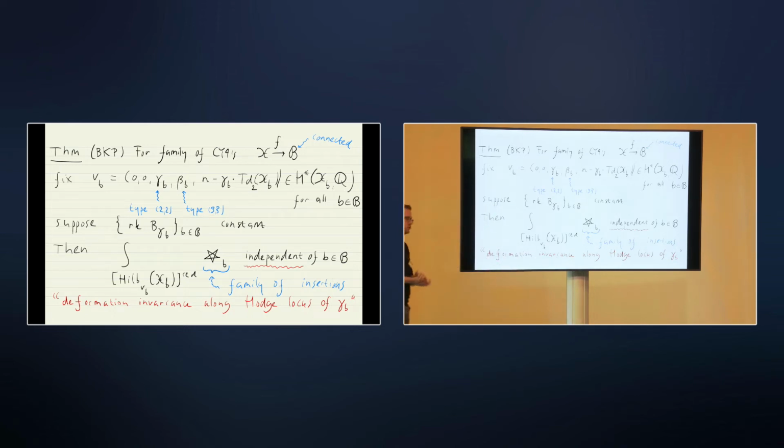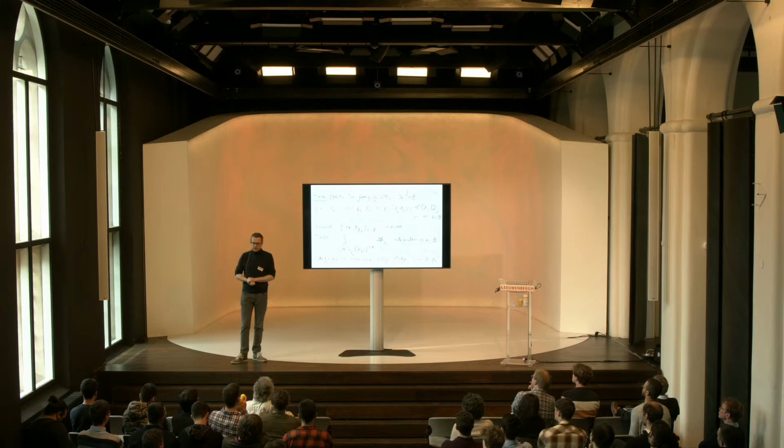So this is precisely the same as when you study curves on a K3 or general type surface. You use reduced Gromov-Witten theory. They're only deformation invariant along Noether-Lefschetz loci. Okay, are there any questions?